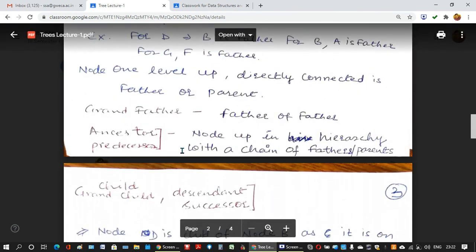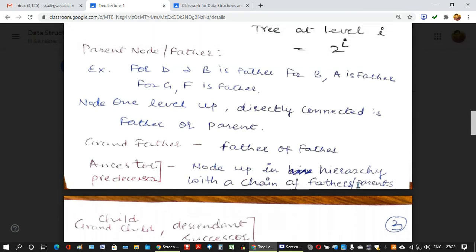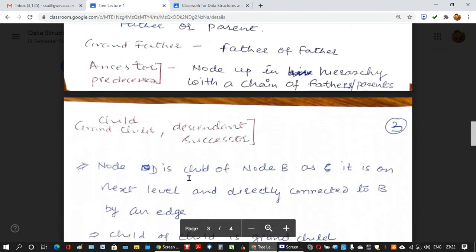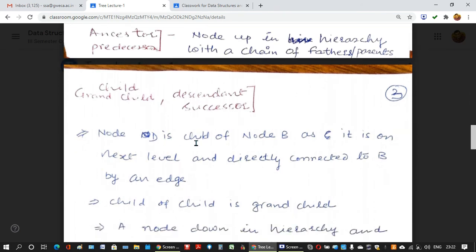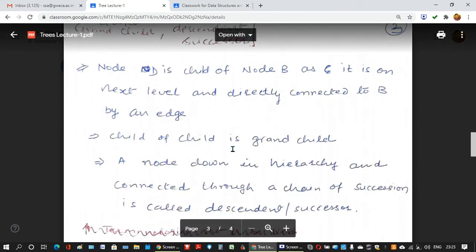So if you like, I will read it out. A node up in the hierarchy with a chain of fathers or parents is called an ancestor. Similarly, a node down in the hierarchy with a chain of successors is called a descendant or a successor. Node D is a child of node B as it is on the next level and directly connected to B by an edge. So this is what I have explained, and notes are available with you.